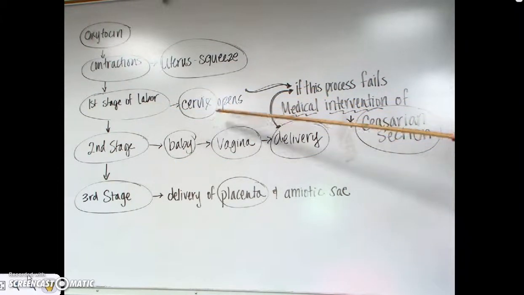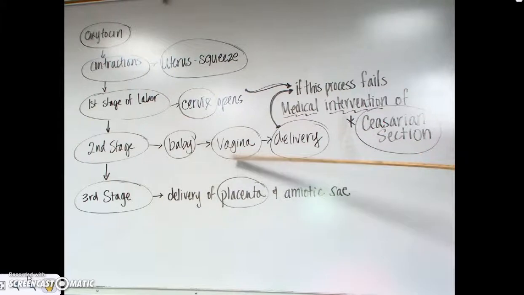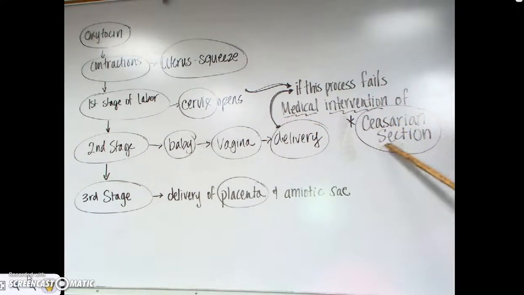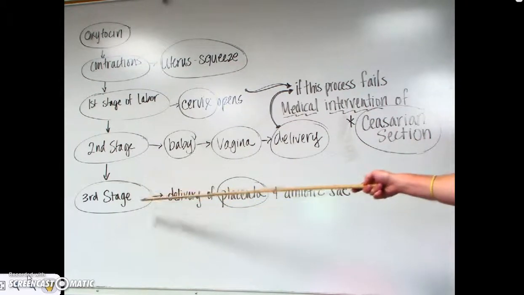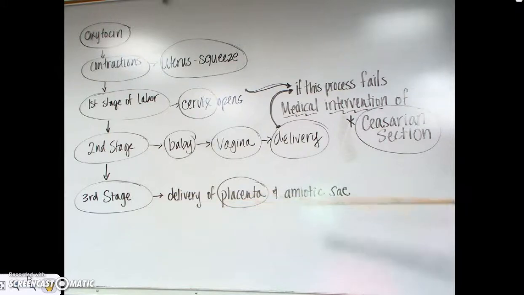So first stage of labor, cervix is opening. That opens to 10 centimeters. The second stage of labor, that's when the baby moves through the vagina. This is called delivery. If delivery or if the cervix opening fails, and it's putting the baby in distress, usually they will call for an operation called a cesarean section. And so they will actually cut through the abdomen into the uterus and deliver the baby that way. And then the third stage of labor is when the placenta and the amniotic sac actually have to be delivered as well. And so that would finish out the flow chart for you, just so you've got that information.